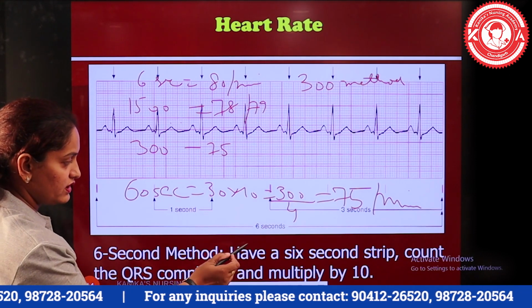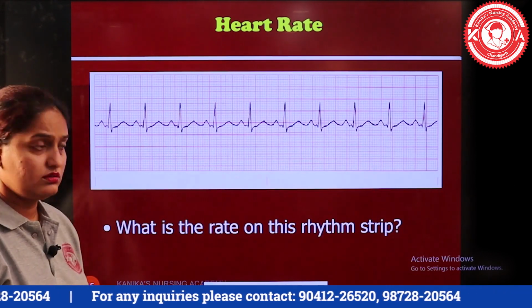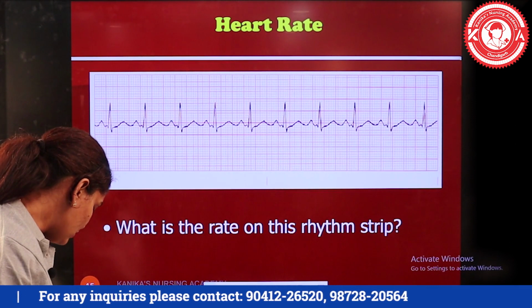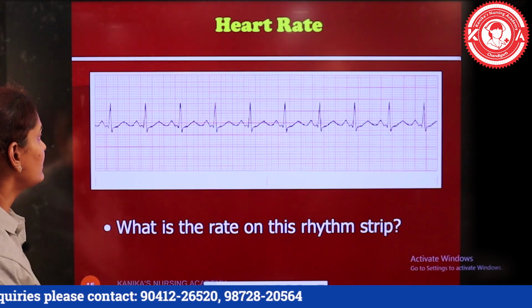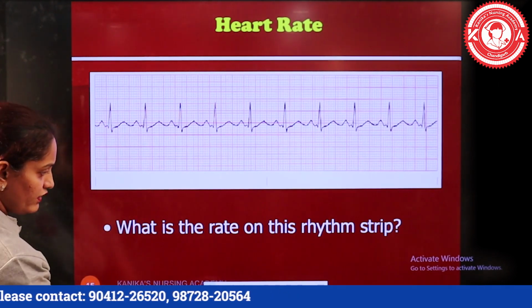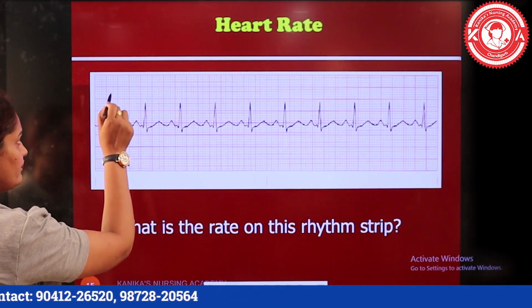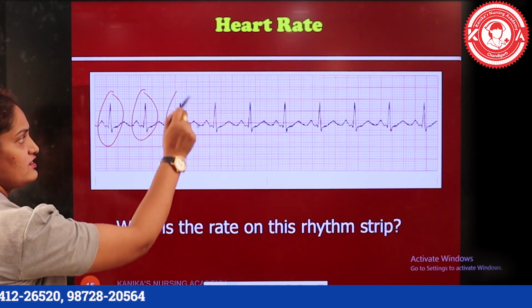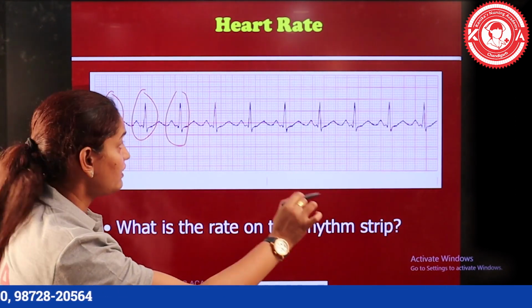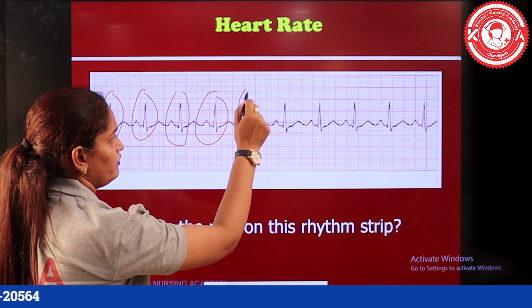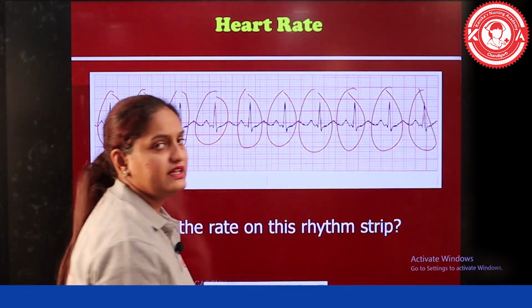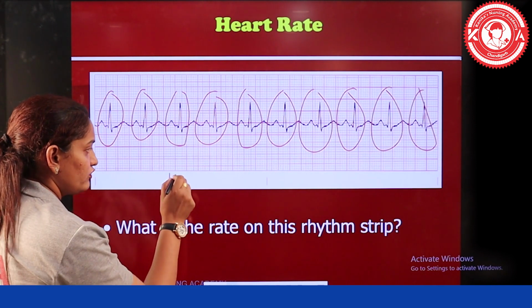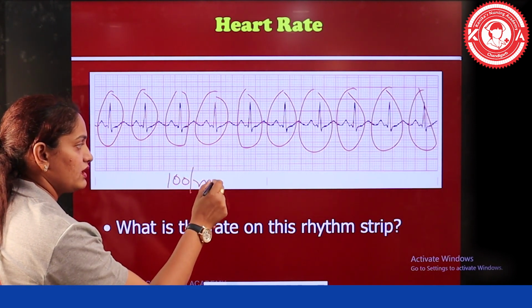Let us proceed further with one question for all of you, that we have to calculate the heart rate on this particular rhythm. What you can see here, if I calculate it for you: 1, 2, this is a 6-second method, 30 squares are there, 3, 4, 5, 6, 7, 8, 9 and 10. So the heart rate of this patient is 100 beats per minute.